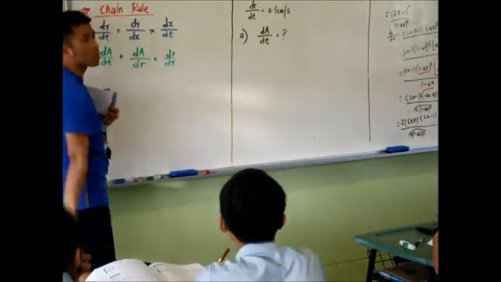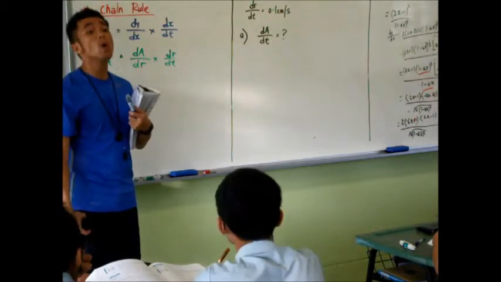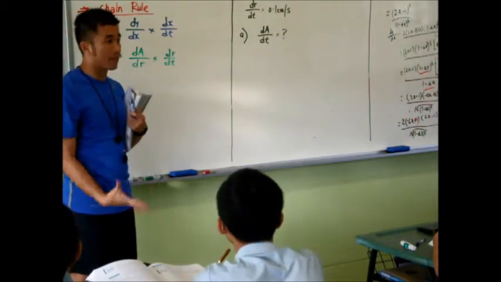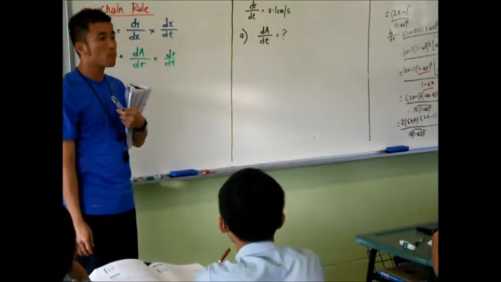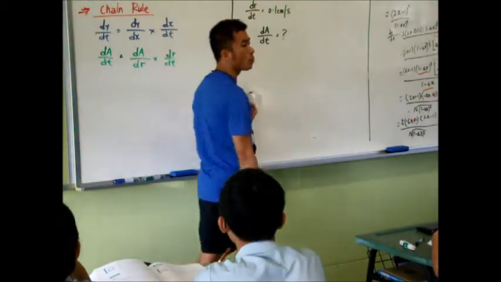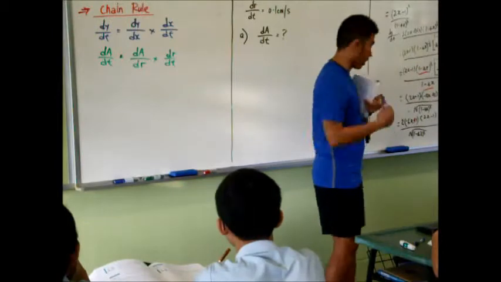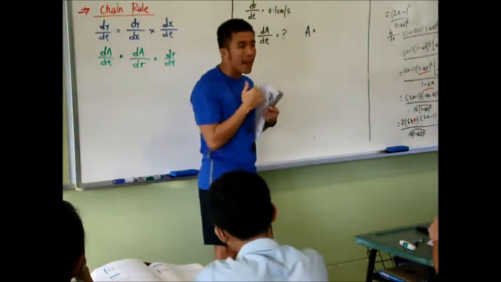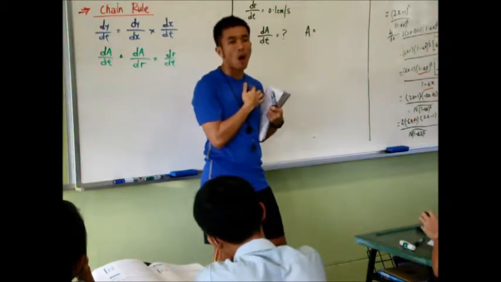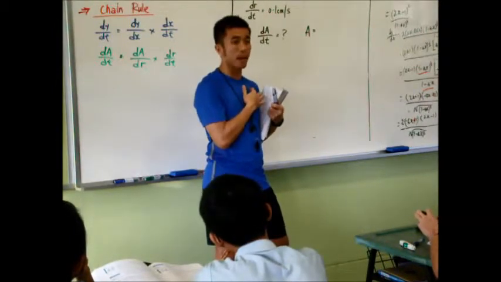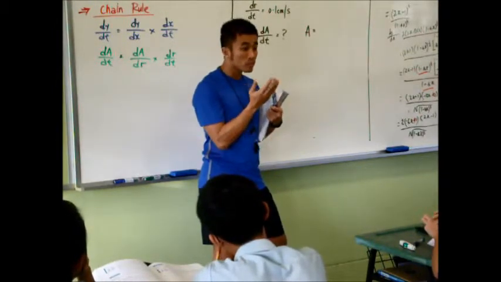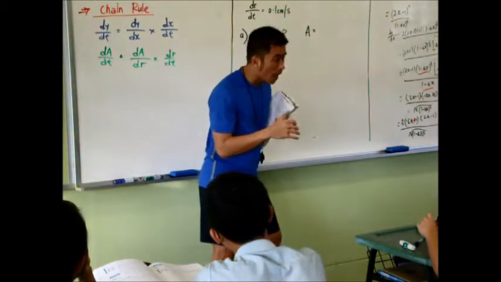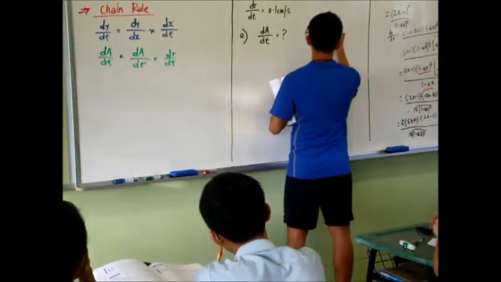Remember, we need to make use of the chain rule. Now, look at the question again. Surface area of what figure? What is the surface area we are looking at? What kind of figure? Sphere. What is the formula for finding the surface area of a sphere? That is E math. 4 pi R squared. Thank you.